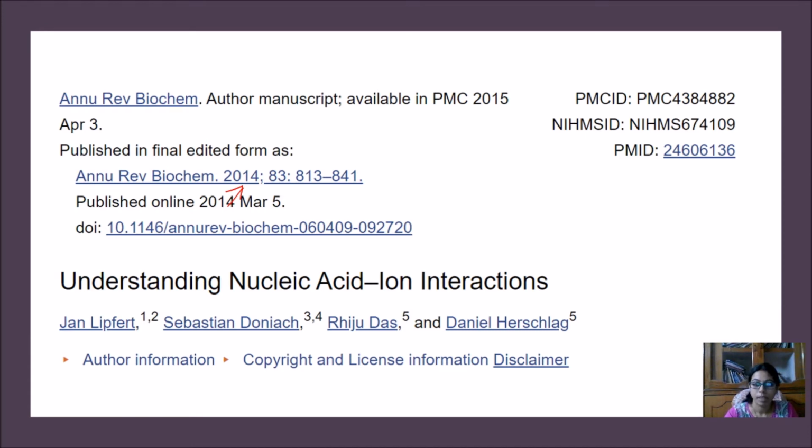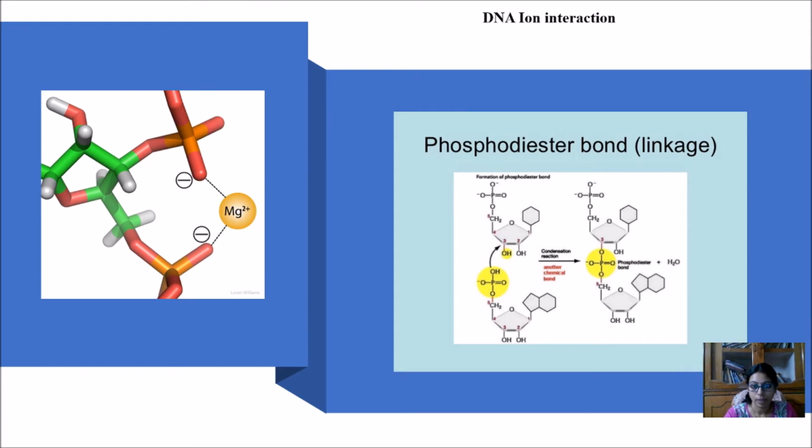Here I have given the example of nucleic acid and ionic interaction. You know that the nucleic acid backbone has phosphorus, and the oxygen groups there carry a negative charge. To stabilize these charges there is a requirement of positively charged ions, which is the magnesium ion. So magnesium ion plays a very significant role in DNA-ion interaction.